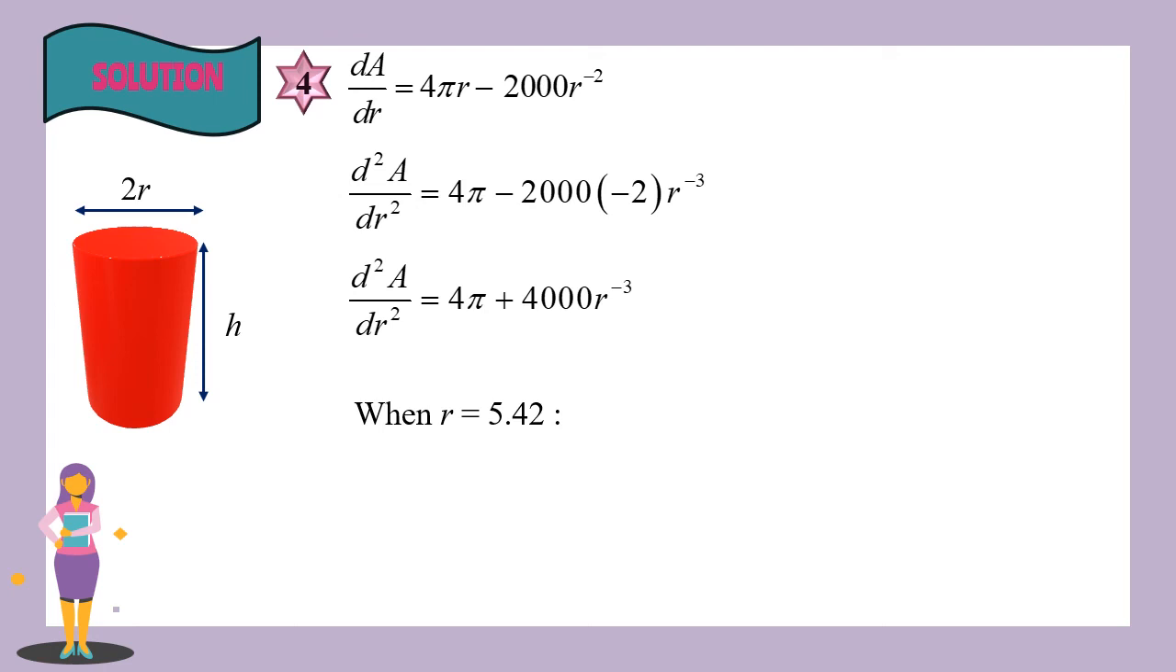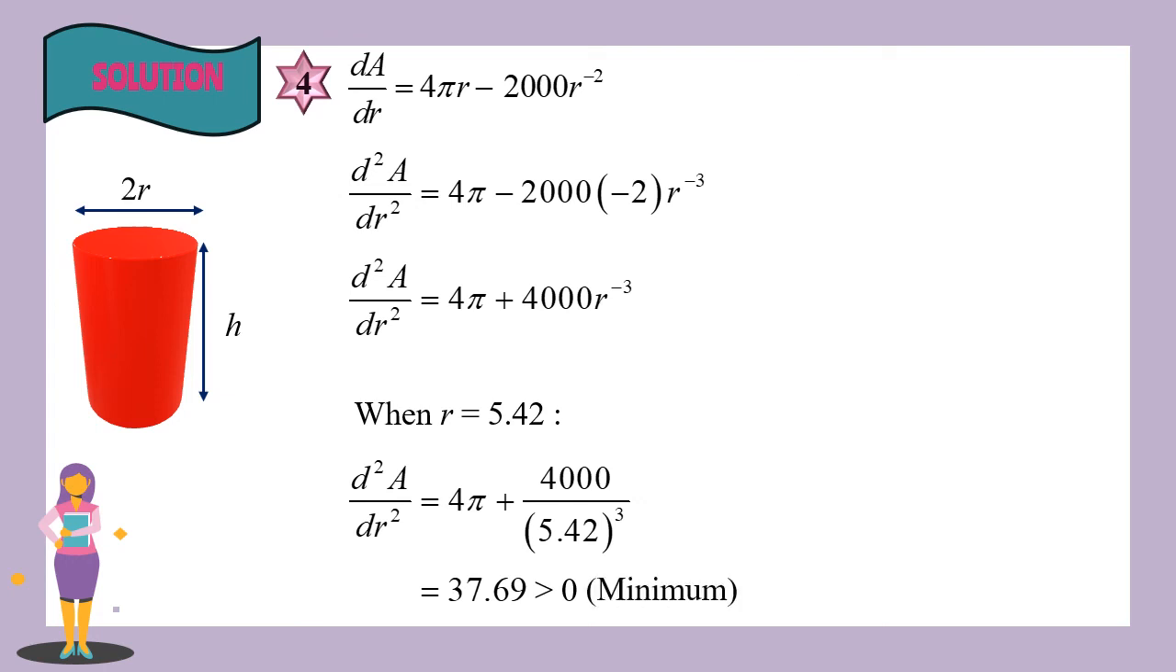Okay, remember that I said earlier we get r equal to 0, right? But how can we get 0? Because we want to find some radius. If r equals 0, we don't have anything, right? So we just take this one value, r equal to 5.42. When r equals 5.42, substituting into the second derivative, what we get is 37.69, which means that it is more than 0. So it will be minimizing the surface area.